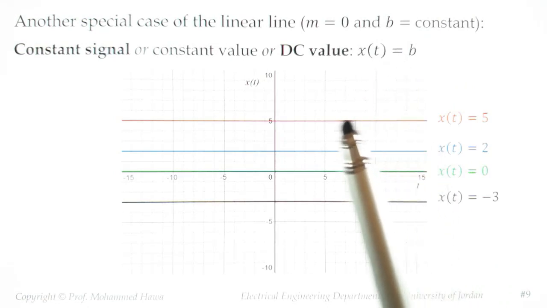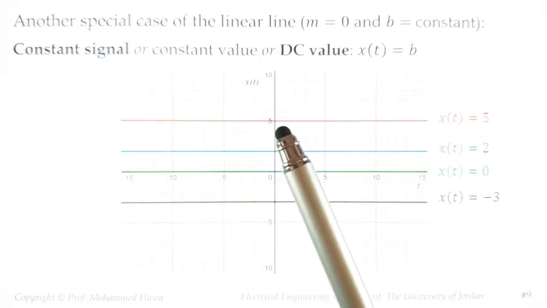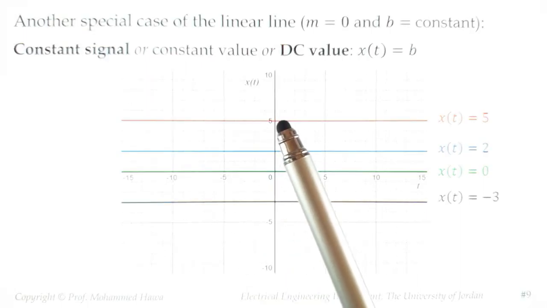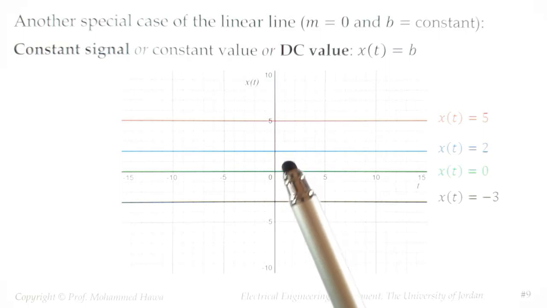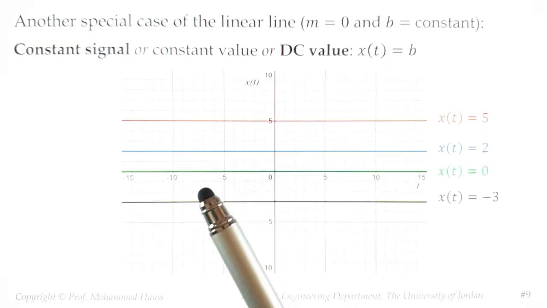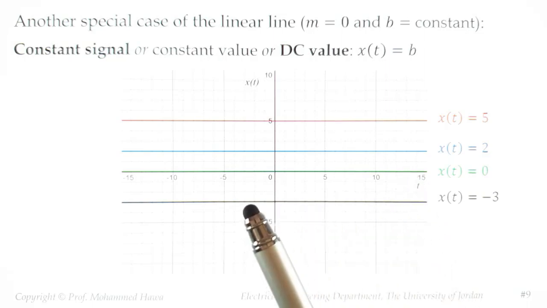Notice here I give you different curves. For example, this is x of t is equal 5. That's a constant value. It's actually a linear line with 0 slope. But the y-intercept is 5, so it crosses the vertical axis at 5. Here, the y-intercept is 2. That's a constant 2. The constant could be 0 as well, and it lies over the time axis. The value could also be negative, like in this black curve.